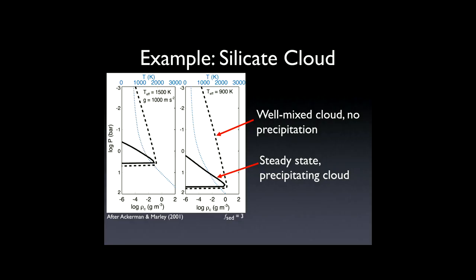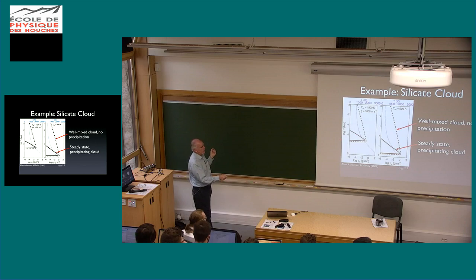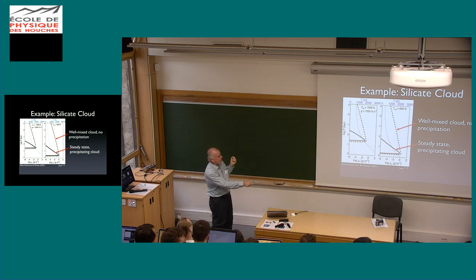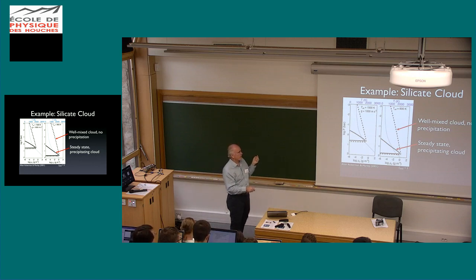But here's an example, silica clouds. Here's log pressure, so up is up, mass density to the right. If there was no sedimentation, you have these big, tall dust particles all the way to the top. This is like the dusty models of Chabrier and collaborators. Once you have rainfall, though, it flattens the clouds and makes them more compact.